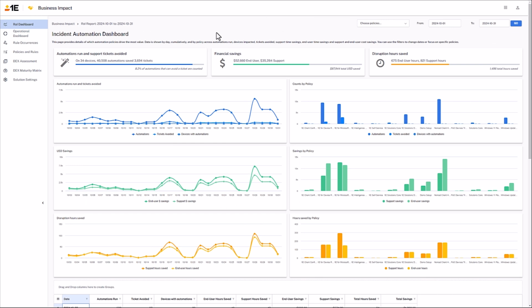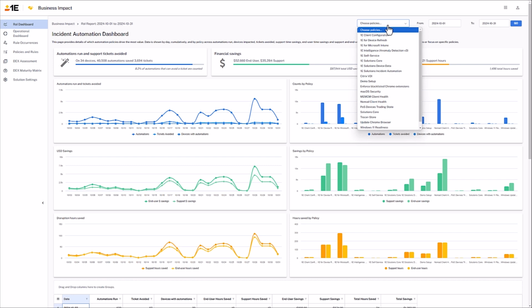Business Impact ROI Dashboard provides you an overview of savings associated with your automations. You're able to see the number of automations that ran and number of support tickets avoided, as well as financial savings with support costs and how many hours were saved. This is the overall view of all the automations in the environment, but you can focus on a particular policy if needed, as well as specific date ranges.